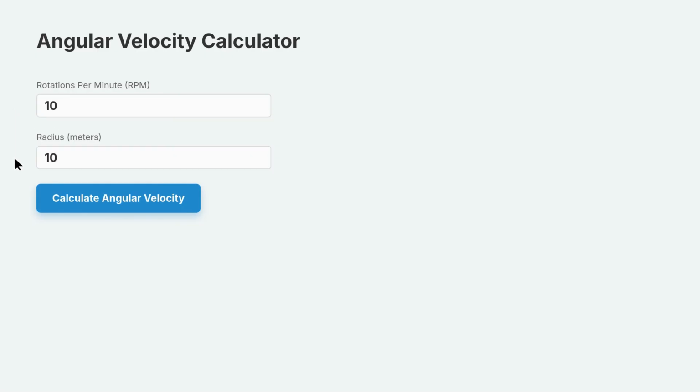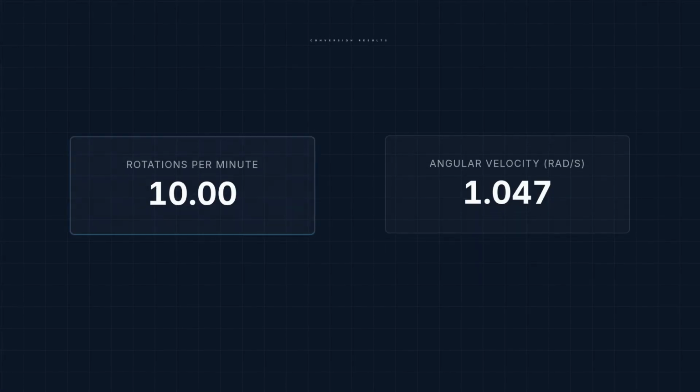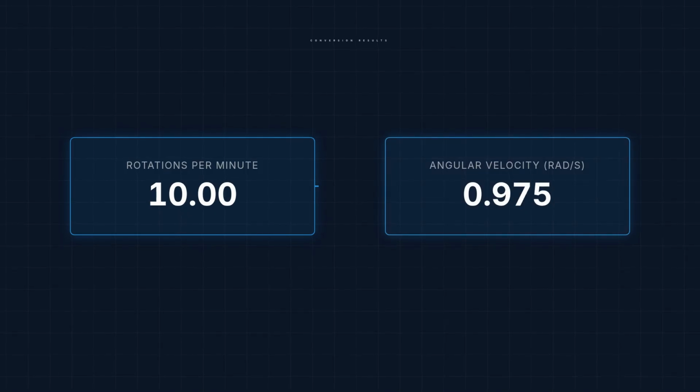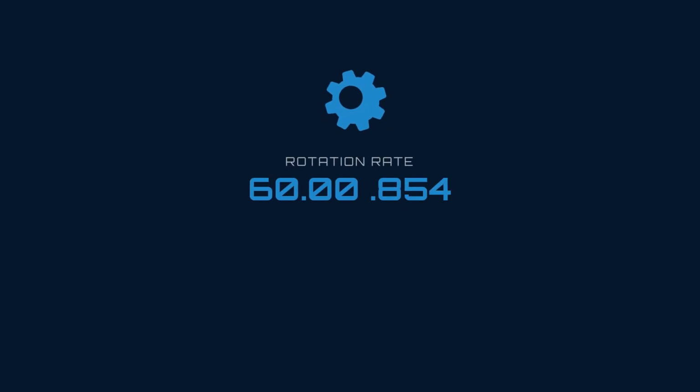After clicking Calculate Angular Velocity, here are our results. The RPM remains 10 as entered. The rad/s converts to 1.047, showing our angular velocity in radians per second. We get 60 degrees per second for rotation rate.